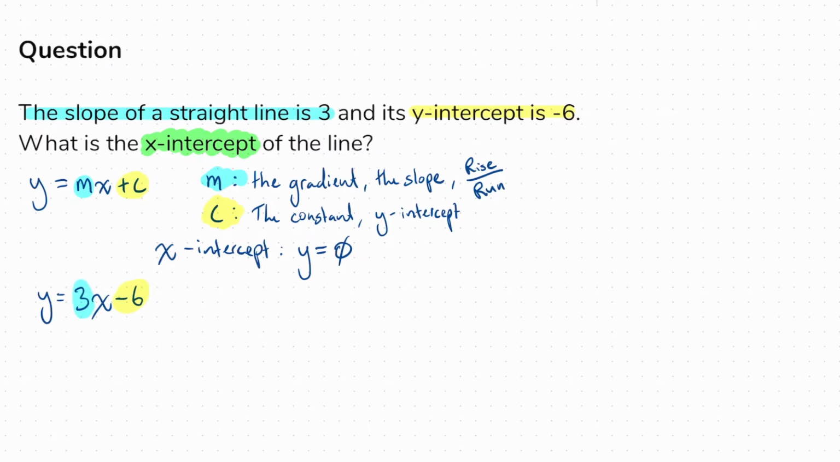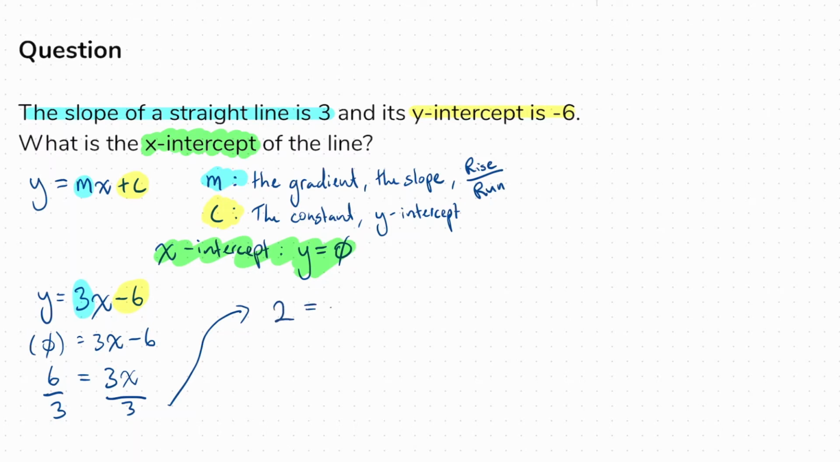With this in mind, I'm going to substitute that y is 0, the x-intercept, giving me this equation. Rearranging it, adding 6 to both sides gives me 0 plus 6 is 6. Minus 6 plus 6 is 0. I'm going to divide both sides by 3. 6 divided by 3 is 2. 3 divided by 3 is 1, leaving x by itself. Therefore, the x-intercept is at 2. And if they want this in terms of coordinates, x first, then y.